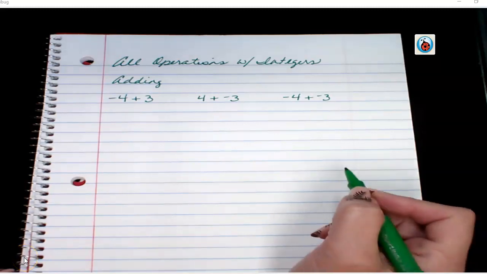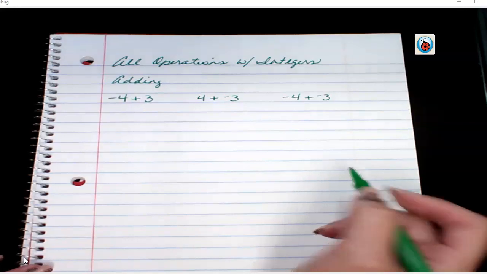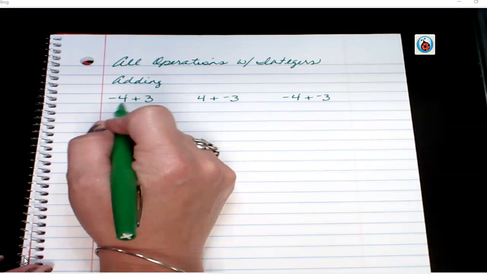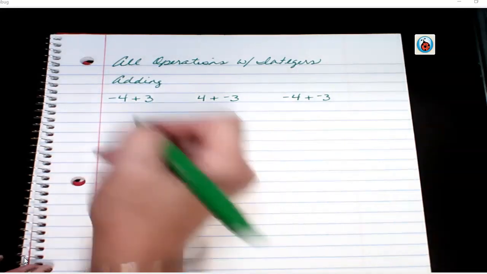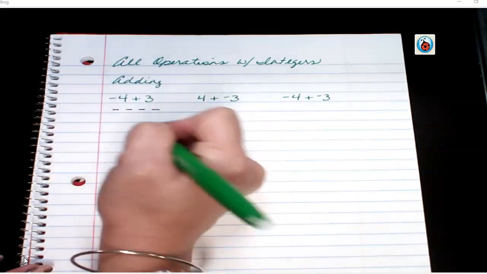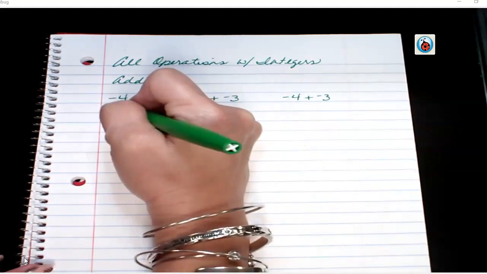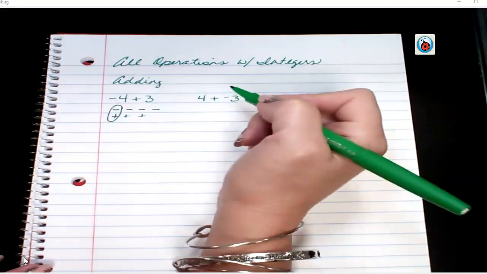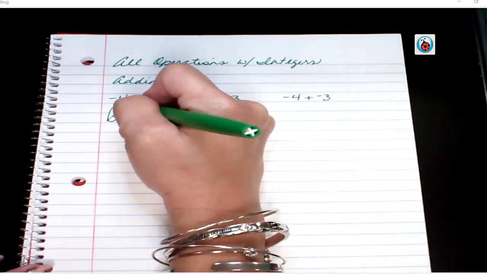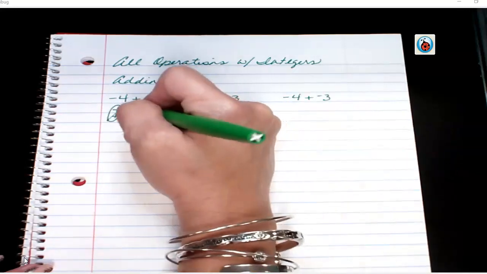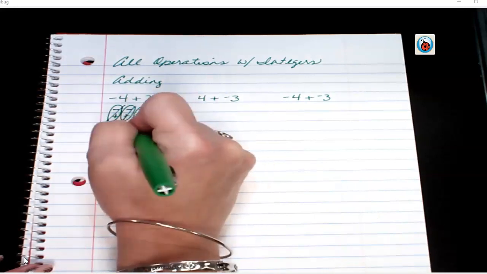So we're going to talk about operations with integers. Let's start with adding. When you're adding integers, it's important to notice the signs. If you have 4 negatives and 3 positives, each of these 1-to-1 ratios is going to create a 0 pair. That's going to cancel out. I can cancel out another pair and another pair, and my final answer will be 1 negative.